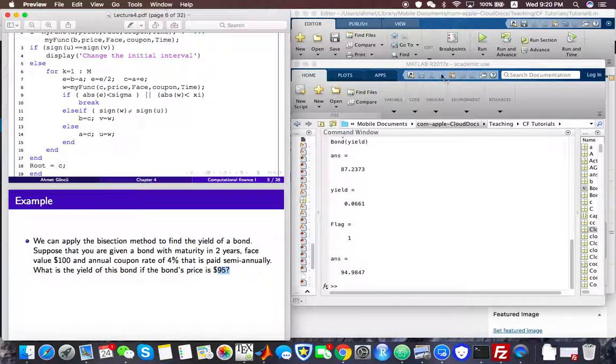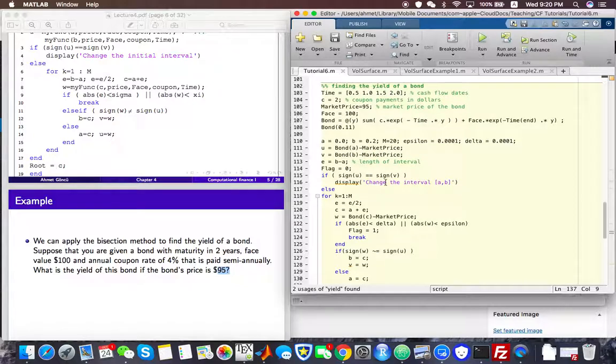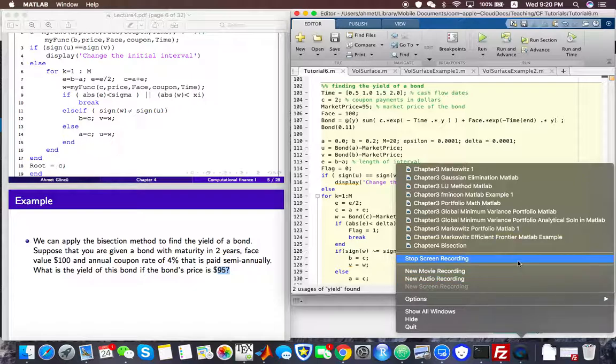This shows that we can use the bisection algorithm, as we demonstrated here, to find the yield of a bond. In later examples, we will see how to use the bisection or Newton's algorithm to find the implied volatility of an option. That's going to be another example we will consider.